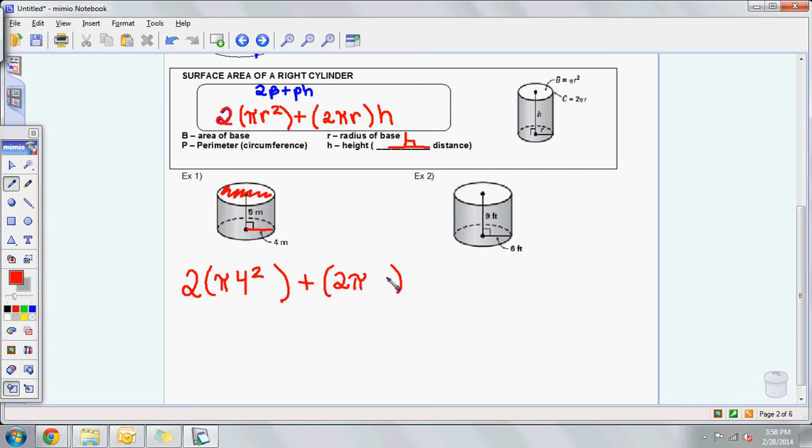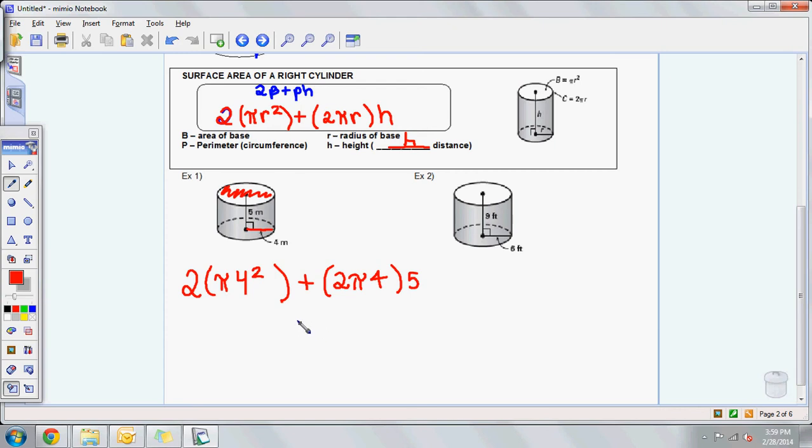So notice I'm using that multiple times. And then times the height. So the height of my entire cylinder is 5. So I'm going to multiply everything by 5. Okay? So that's the trickiest part, is getting it into the formula. So now let's go ahead and solve.